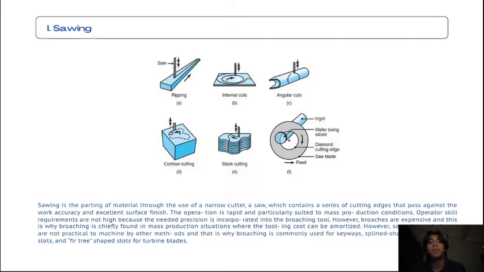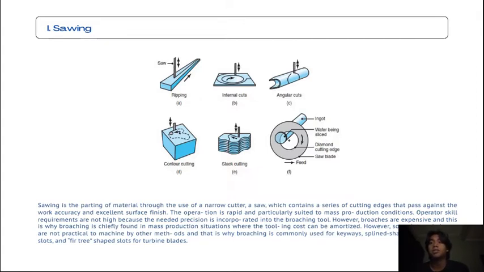Sawing is the parting of material through the use of a narrow cutter, a saw, which contains a series of cutting edges that pass against the work, giving accuracy and excellent surface finish. The operation is rapid and particularly suited to mass production conditions. The skill requirements are not high because the precision is incorporated into the broaching tool. However, broaches are expensive, and this is why broaching is chiefly found in mass production situations where the tooling cost can be amortized.